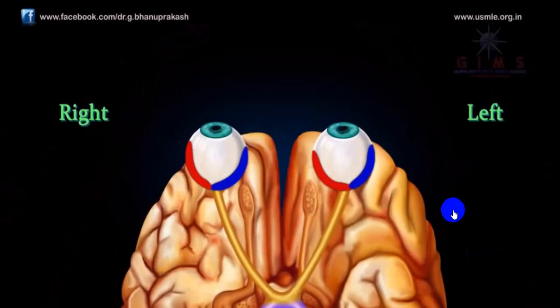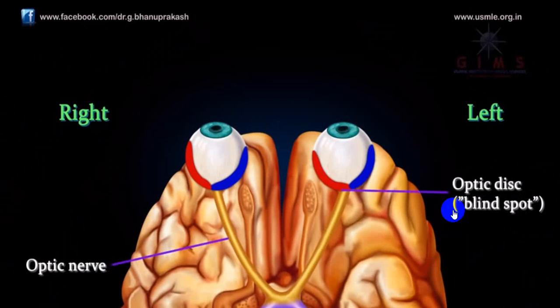Now let's examine the pathways from the retina into the brain. You can see this diagram exactly shows the view of the base of the brain as seen from below. Note that in this view, the position of the two eyes is reversed. The axons of retinal ganglion cells exit the retina via the optic nerve. The optic nerve exits the eye in a region called the optic disc.